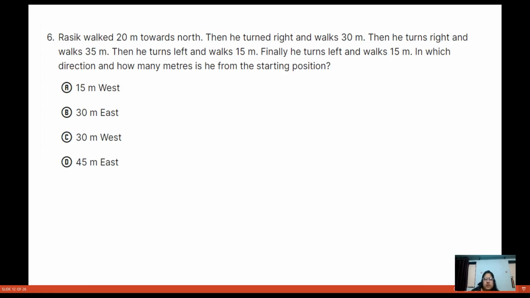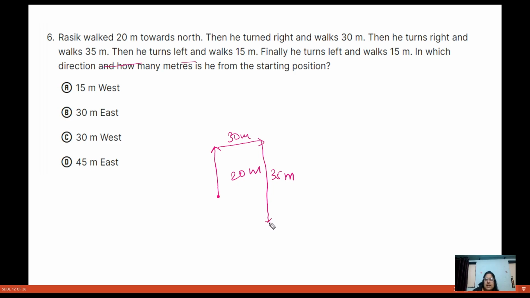Now let's move forward and look at this question. It says Rasik walked 20 meter towards north. So he's starting from here, walking 20 meter towards north. Then he turned right, and obviously when you're facing north, this is right. So 30 meter. From here he turns right and walks 35 meter. Right is here only.